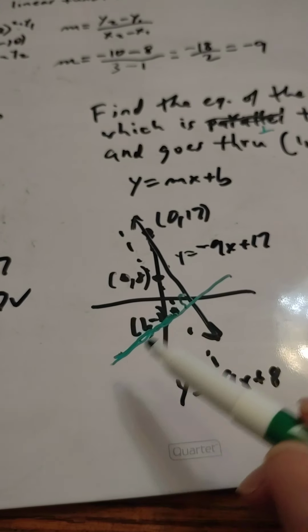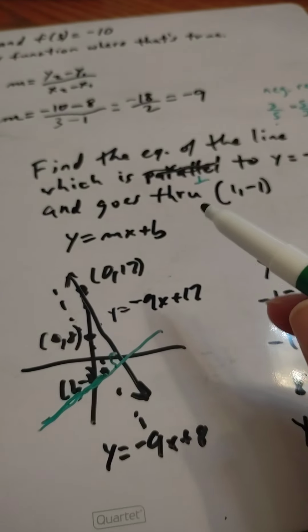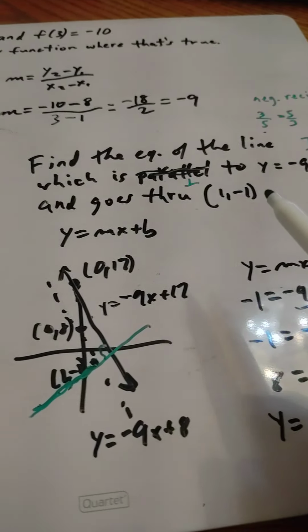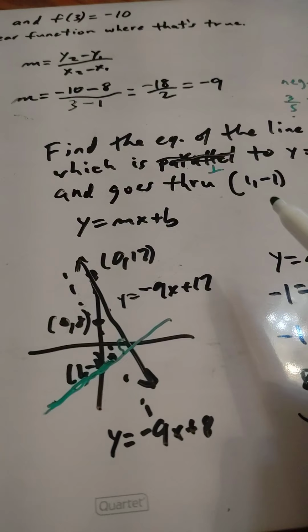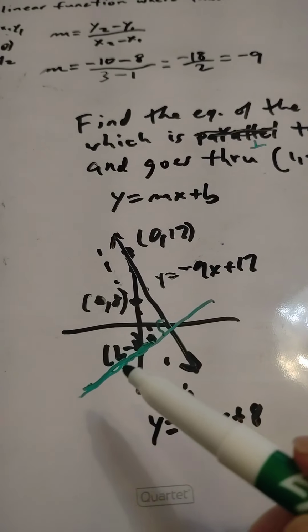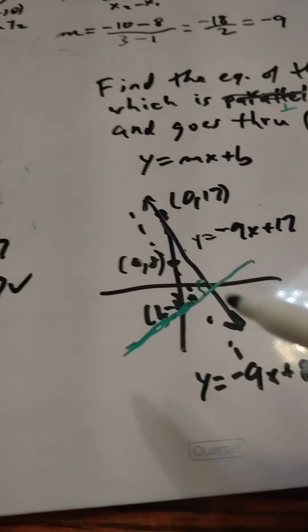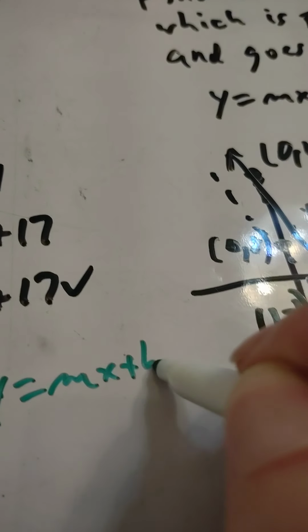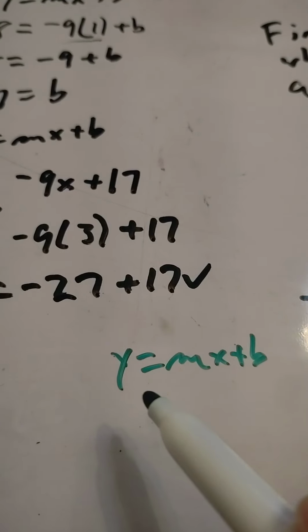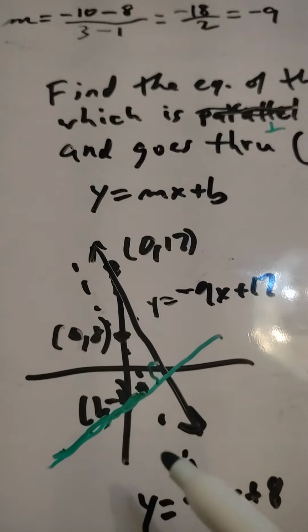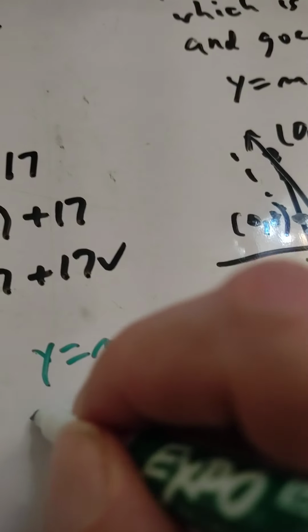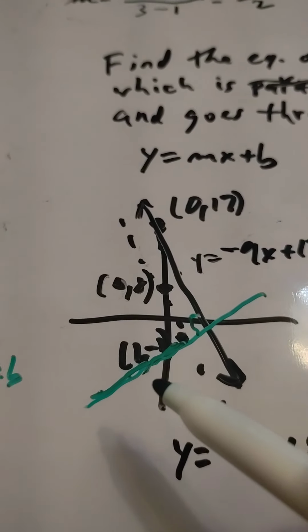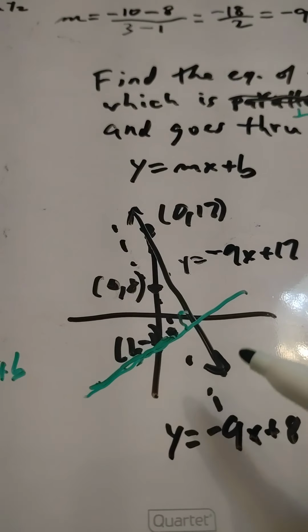So what's the equation of the green line, which is perpendicular to the given line and goes through this random point 1, negative 1? So what's the equation of this line going to be? Well, let's write y equals mx plus b. And what am I going to plug in for y? The y coordinate that the line goes through, which is negative 1. So negative 1 equals, what's the slope of this green line? The line which is perpendicular to the given line.